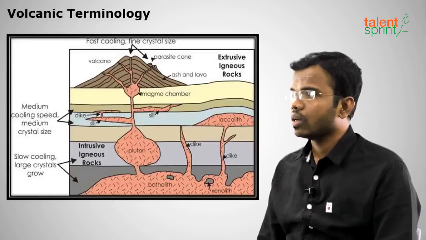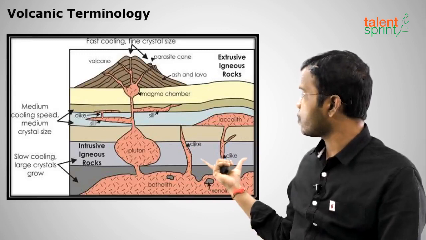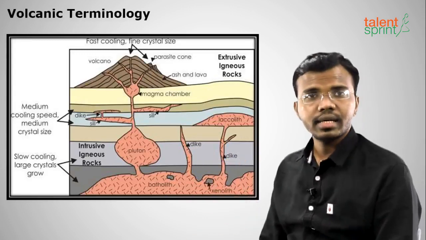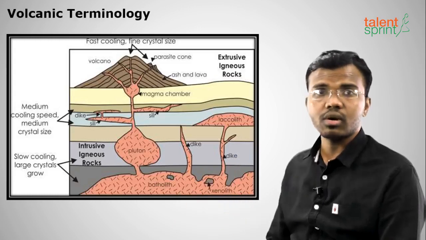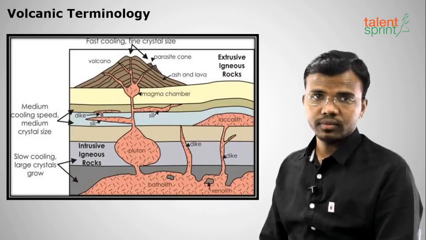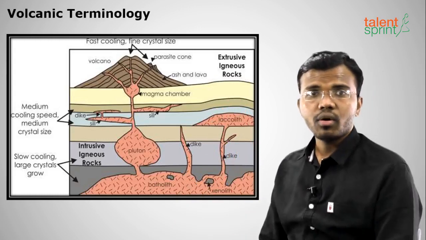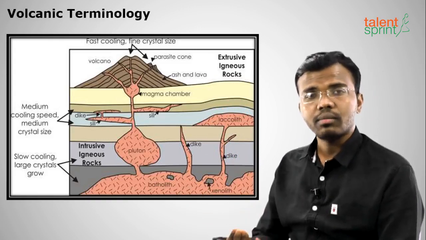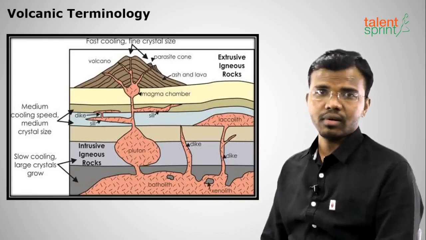Okay, moving on to volcanic terminology. So you can see the picture. Where the source of magma is, generally it lies in the asthenosphere. That source of magma inside the surface is called a batholith. Okay, so from that batholith, where there is a weaker point, that magma will be forced outside and it comes out as lava.